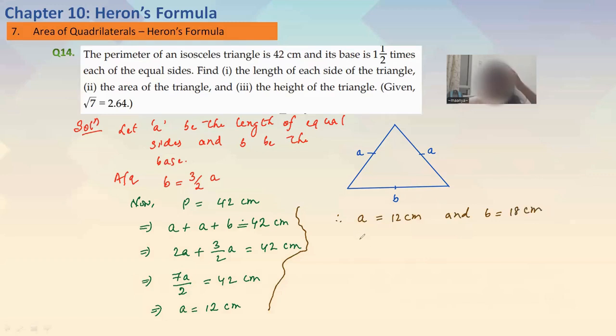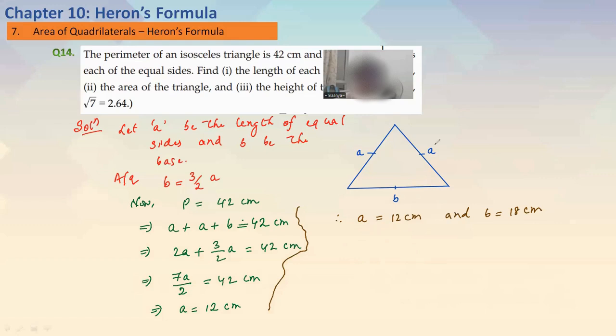Find the area of the triangle and the height of the triangle. Area is half into base into height, right? So first, once we find the area, we can find the height. Do you recall that we found out height like this? Height is half times under root A square minus B square.